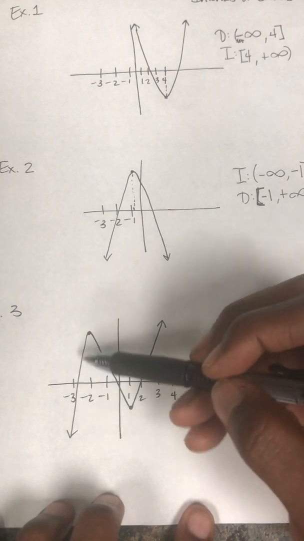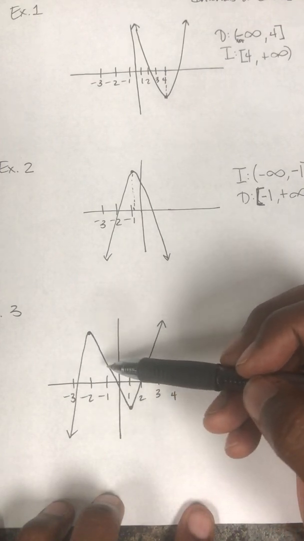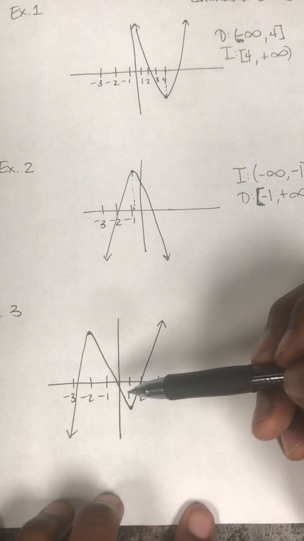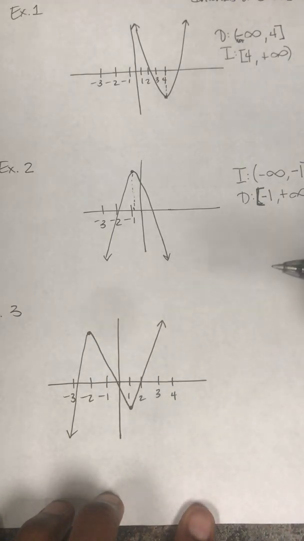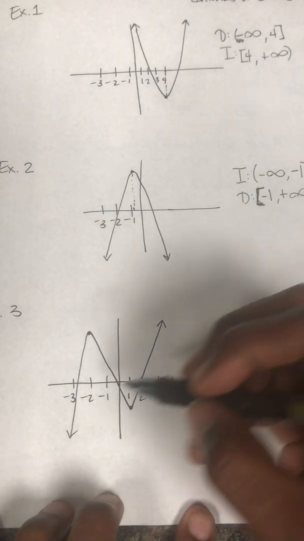Okay? Turning points are basically whenever the graph changes direction. Instead of going up, it goes down. Instead of going down, it goes up. So when you have multiple ones, then that means you're going to have multiple increases and decreases. Okay? So let's start off with this one.